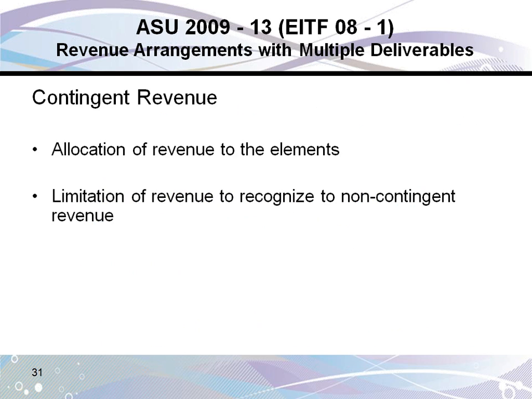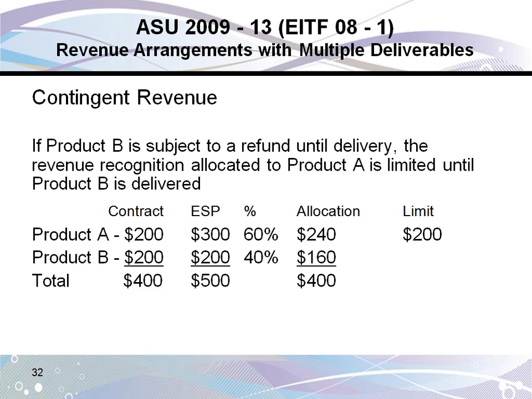In addition, we need to consider contingent revenue when we allocate the revenue to the elements. So we do allocate revenue to all the elements in the arrangement using the relative selling price method. However, we're going to limit the revenue that we actually recognize to non-contingent revenue, so revenue that's not subject to change. And we have an example of that we'll look at.